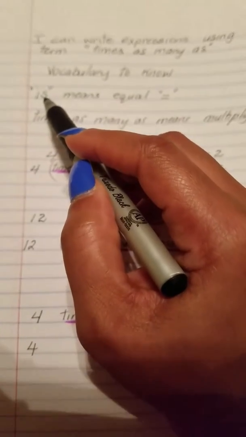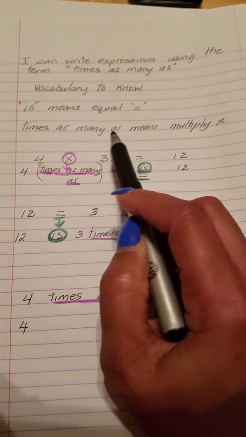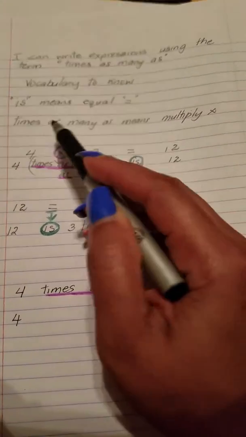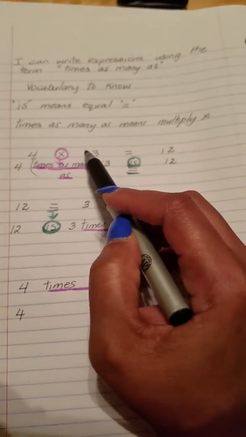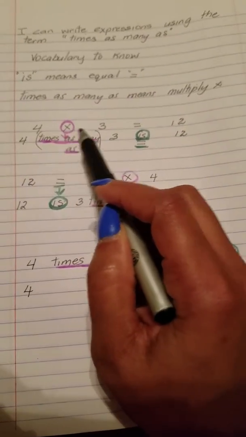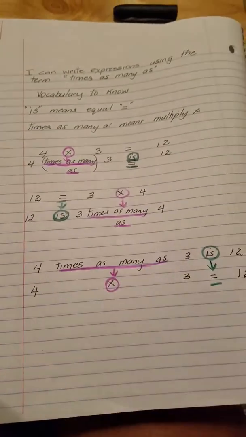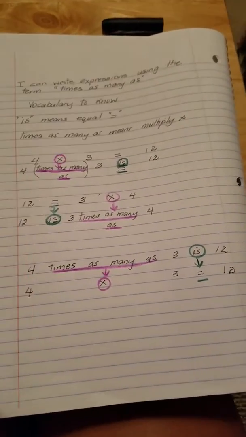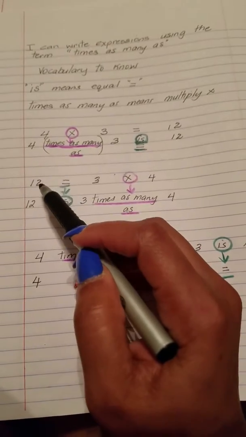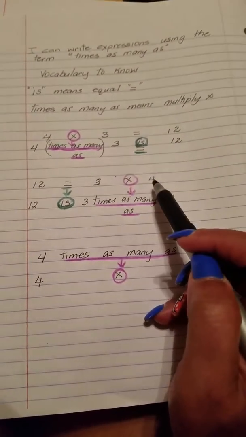The vocabulary that we need to know is that the word is means equal, and the term times as many as means to multiply. For example, 4 times 3 equals 12 actually means 4 times as many as 3 is 12. Now, if we were supposed to move these numbers around to have the product be at the beginning, it should be 12 equals 3 times 4.